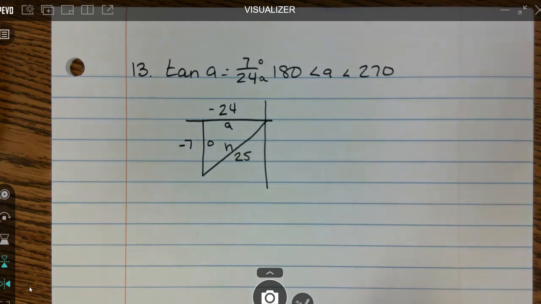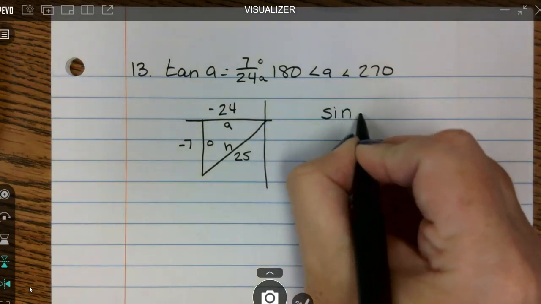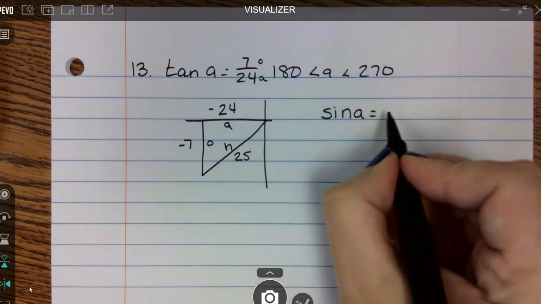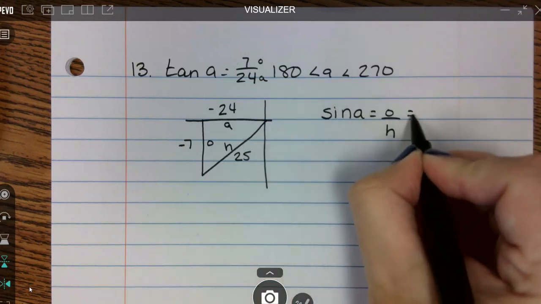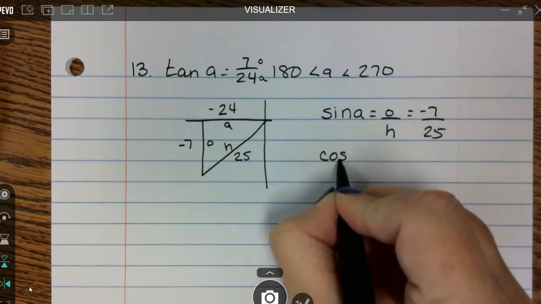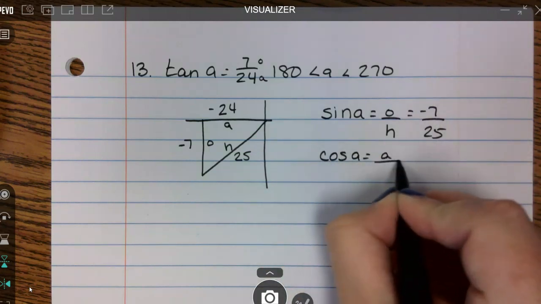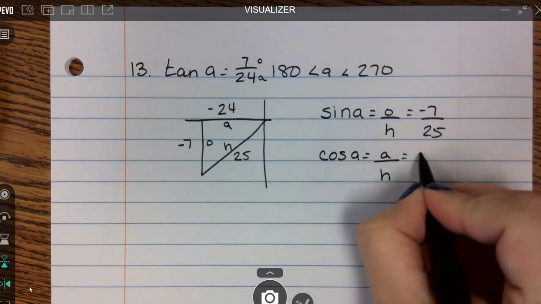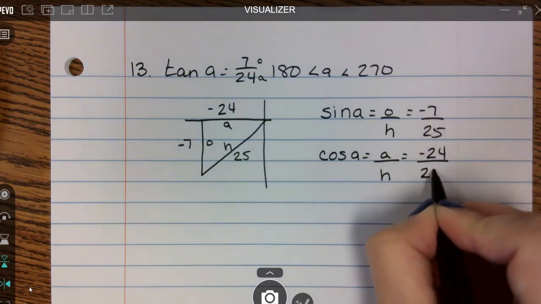Looking at the problem, I will need my sine and cosine for this. So sine A is O over H, which is negative 7 over 25. Cosine A is A over H, which is negative 24 over 25.